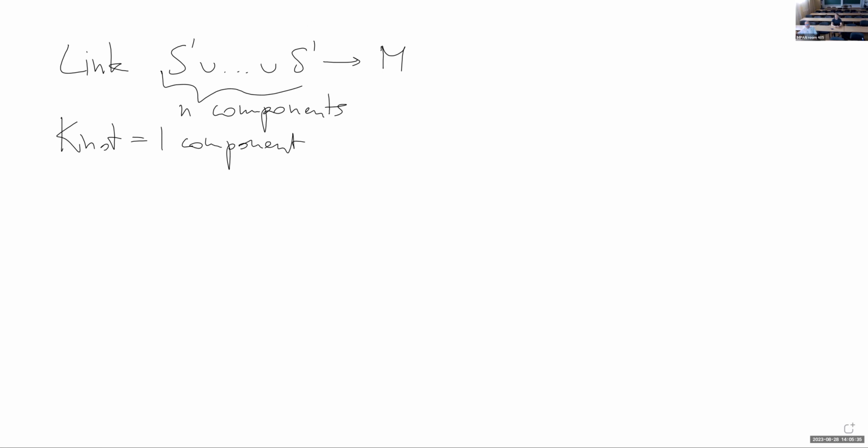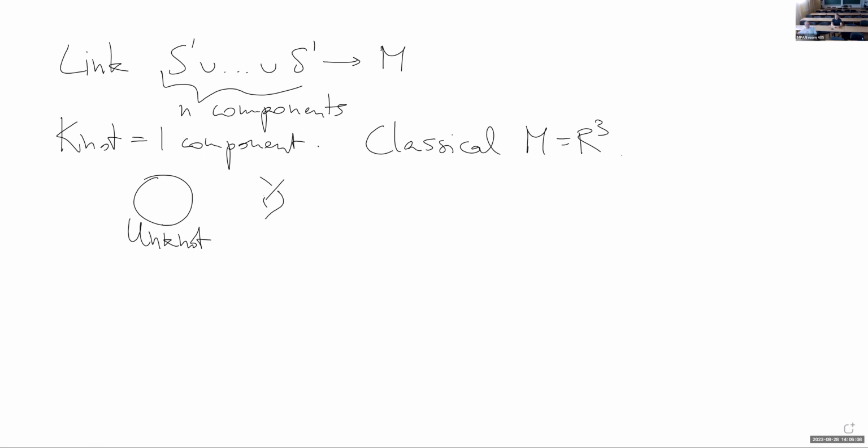And classically, this M is just R3. And so every link can be represented by a diagram. So maybe I should show some examples. This is the unknot. And then the simplest, so to speak, knot, which is non-trivial, is the trefoil.